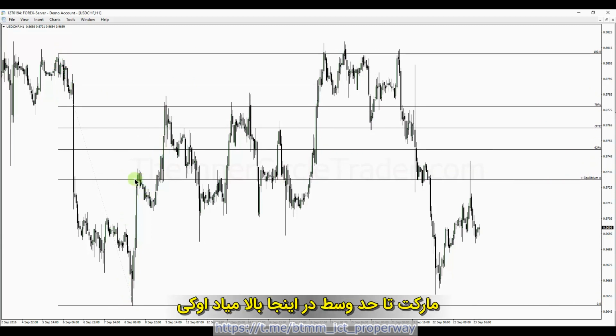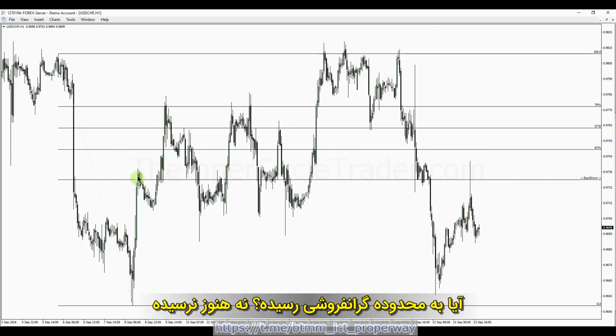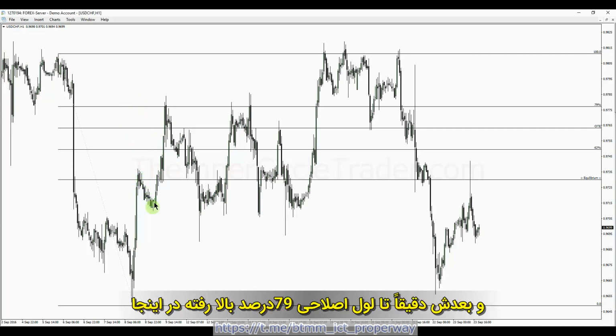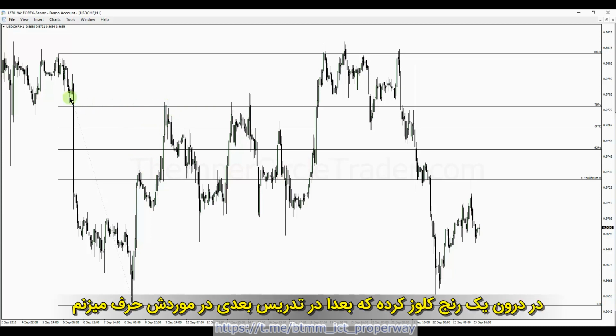Market trades up to the equilibrium in here, okay? Does it get to premium? No, it doesn't get up there yet. It comes down off of this a little bit and then trades right up into the 79% retracement level, right in here. Closes in a range, which we'll talk about in the next teaching.